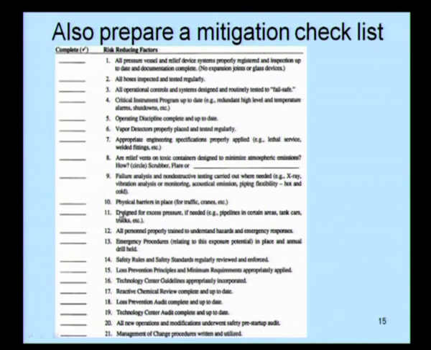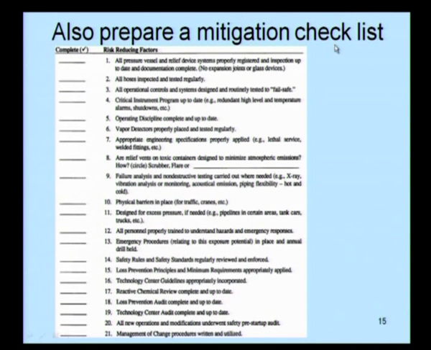Whether physical barriers are in place, whether the design accounts for excess pressure if needed, whether all personnel are properly trained to understand hazards and emergency responses, whether emergency procedures related to this exposure potential are in place, whether an annual drill is held on these procedures, whether safety rules and safety standards are reviewed and enforced, whether loss prevention principles and minimum requirements are appropriately applied, whether technology center guidelines are appropriately applied or incorporated, whether reactive chemical review is completed, whether loss prevention audit has been done, whether technology center audit has been completed, whether all new operations and modifications underwent safety pre-startup audit, whether the management of change procedure has been written and utilized.